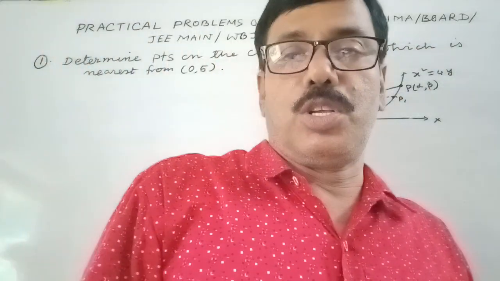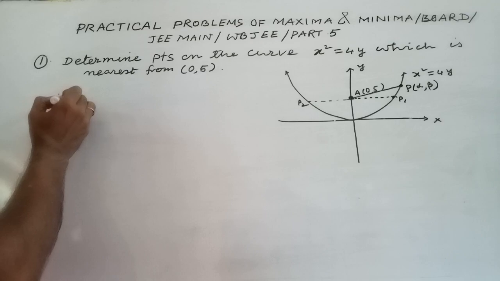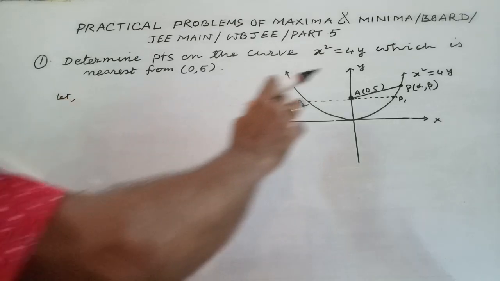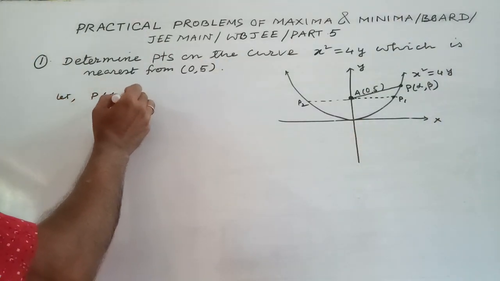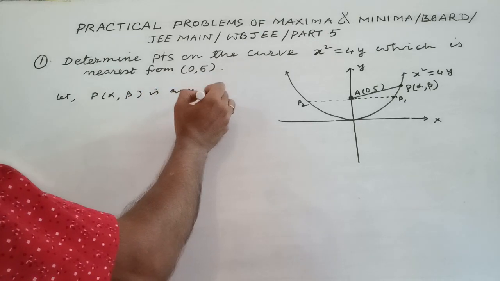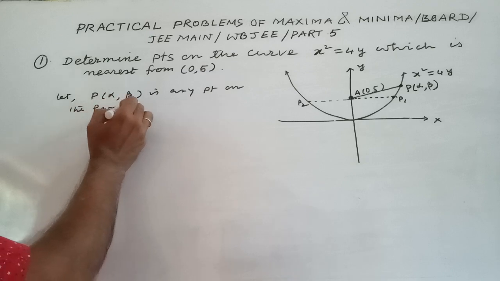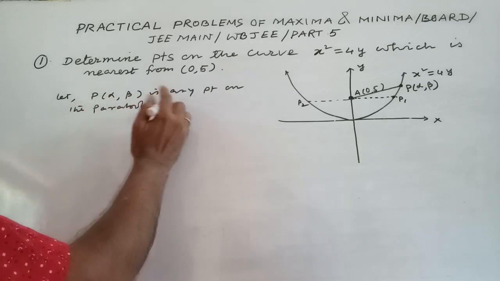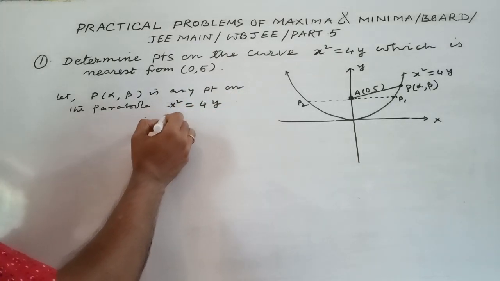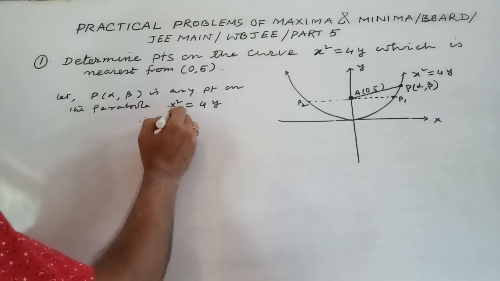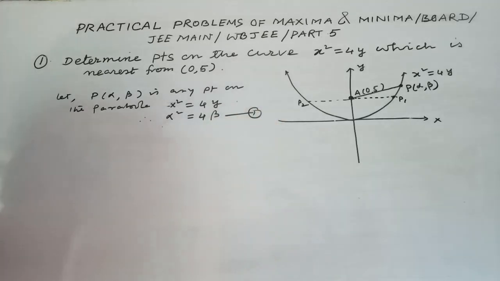But we solve it in general. This is for board and competitive exams also. Let P (alpha, beta) be any point on the parabola x square equals 4y. Therefore, alpha square equals 4 beta. So, we are getting this relation.